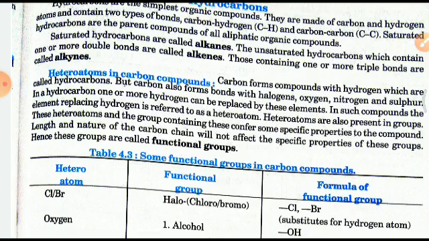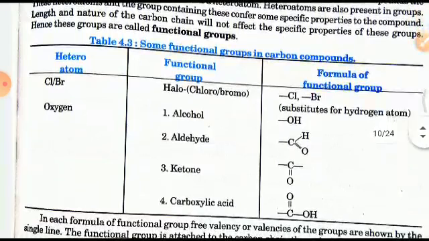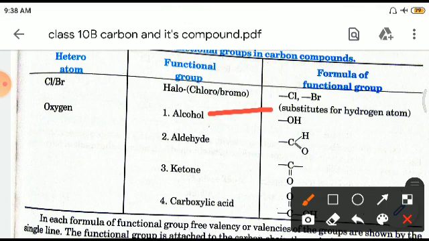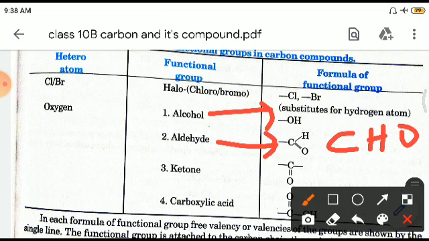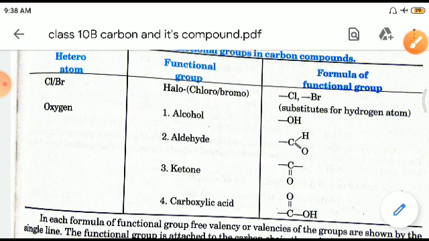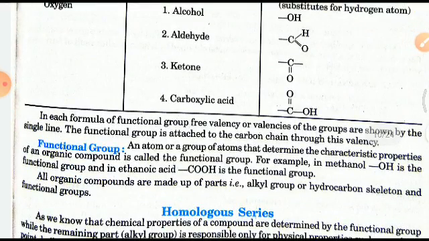Now there are some heteroatoms also, which are called functional groups, and they are Cl, called haloform, like chloro, bromo. Then oxygen, there are alcohol, aldehyde, ketone and carboxylic acid. See children, alcohol is represented as OH, right? Aldehyde as CHO. Then ketone, CO, and carboxylic acid, COOH. Now going by reactivity, carboxylic acid is the strongest.